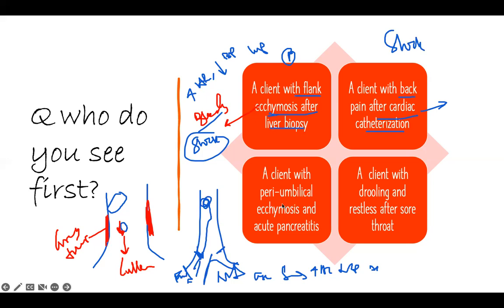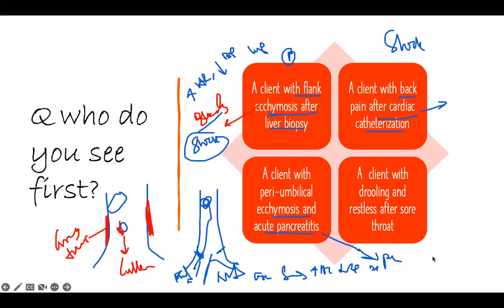A client with periumbilical ecchymosis after pancreatitis, the same thing. Pancreatitis, when you have pancreatitis, you have inflammation around the pancreas, and there's vessels around the pancreas. The pancreas is retroperitoneal, and you can have bleeding. It looks like the kidney where you bleed into your back and it goes into the periumbilical area.